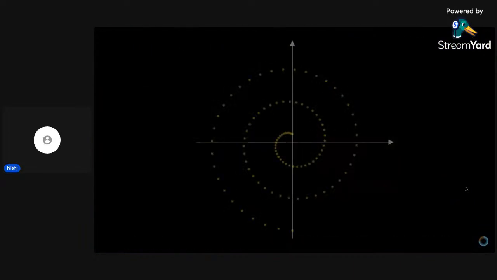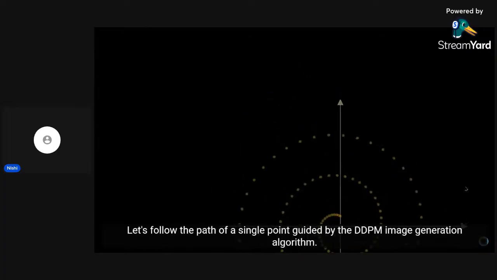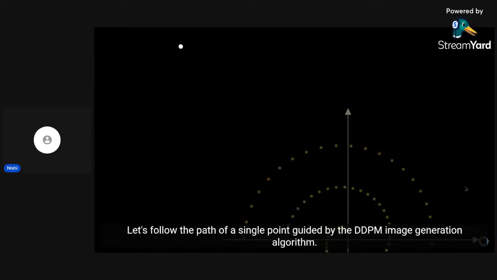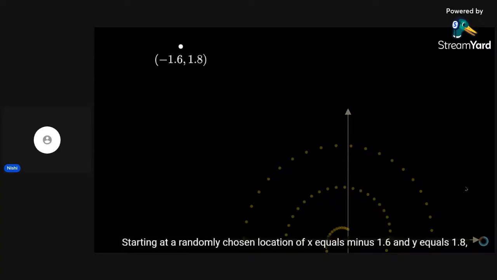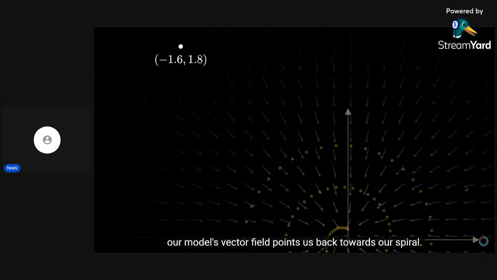Let's follow the path of a single point guided by the DDPM image generation algorithm. On our 2D dataset, generating an image is equivalent to starting at a random location and working our way back to our spiral. Starting at a randomly chosen location of x equals minus 1.6 and y equals 1.8, our model's vector field points us back towards our spiral.